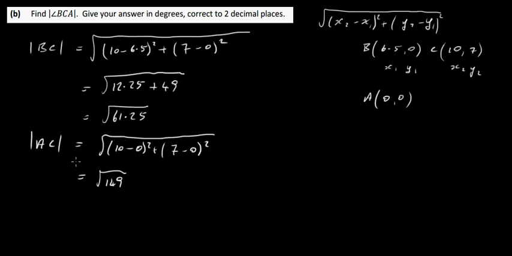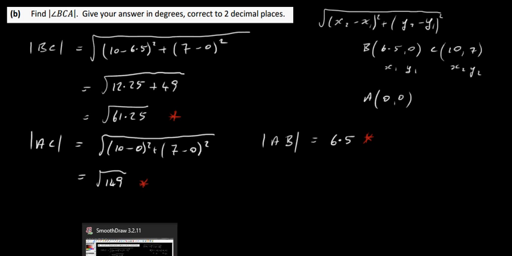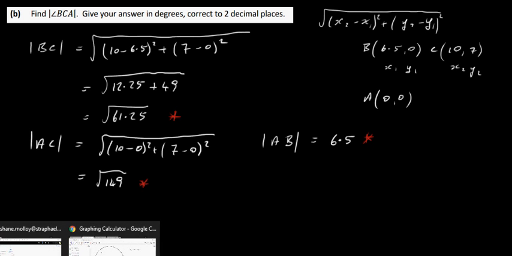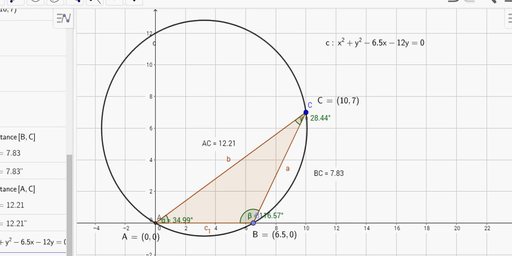Okay, so we know the distance from B to C, we know the distance from A to C, and we know the distance from A to B. The distance from A to B is just going to be 6.5. That's along the x-axis. Okay, so now we have these three distances here. So remember, I'll just go back to the triangle again here. Remember, this here is the angle. This is the angle we want to find.